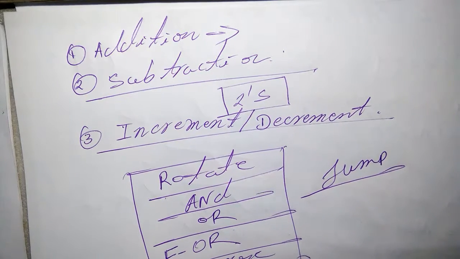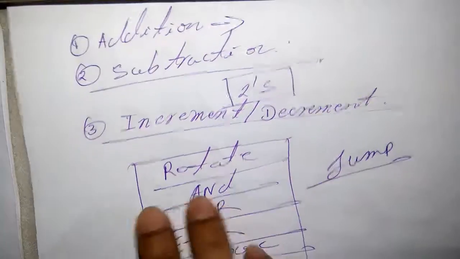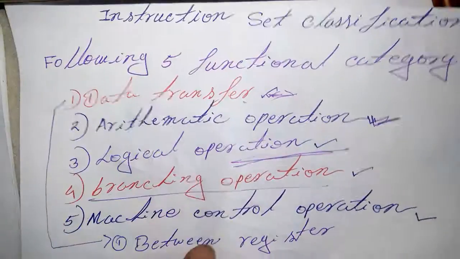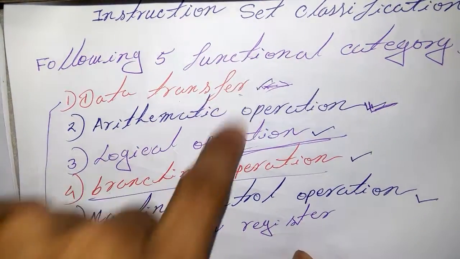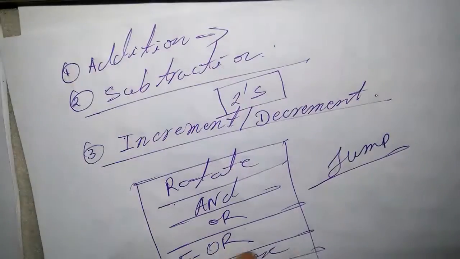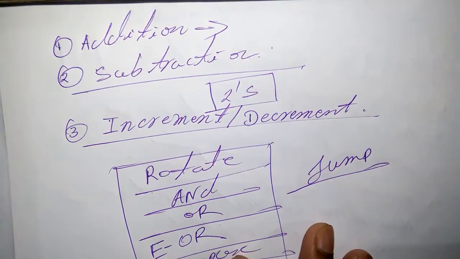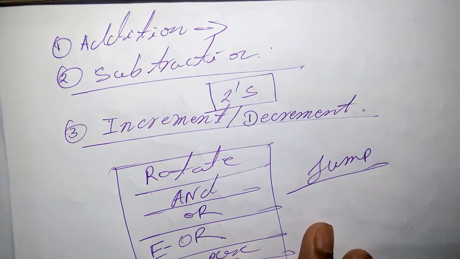And the next one is machine control operations. Machine control operations in a microprocessor cover copying data, performing arithmetic operations, performing logical operations, testing for a given condition and altering the program sequence.